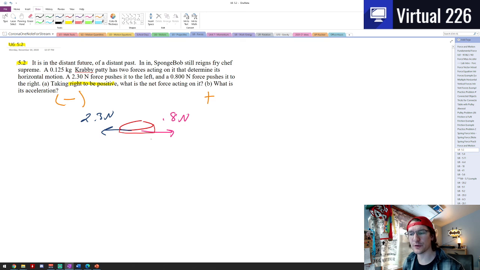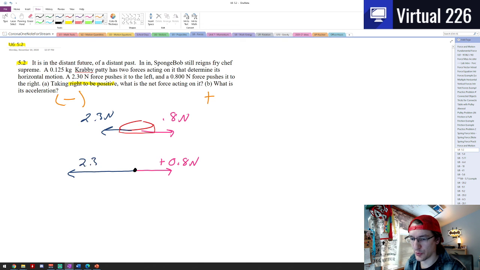Well, just for completeness here, and because I'm a bad picture drawer if you couldn't tell, let's draw a free body diagram. This dot represents the entirety of the Krabby Patty. When we draw our free body diagram, our forces come off of it from the center. So here's our 0.8 newtons in the positive direction, and in the negative direction, we'll draw this better to scale, our 2.3 newtons, and that's negative.